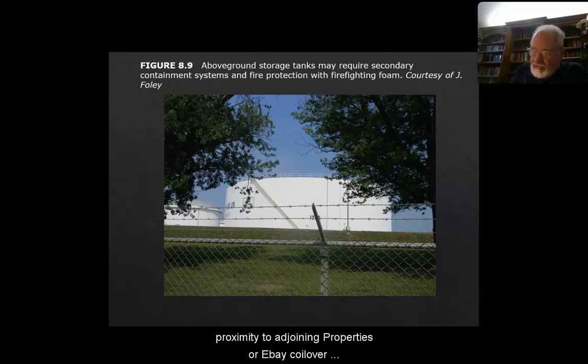Or E, boil-over liquids in storage tanks over 150 feet in diameter must also have gas inerting systems to protect them. Underground storage tanks may require secondary containment systems and fire protection with firefighting foam. Abandoned storage tanks must be made safe or must be removed.